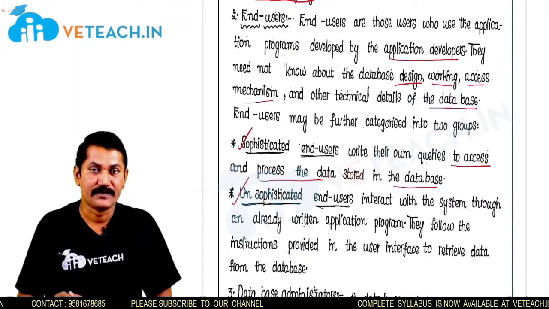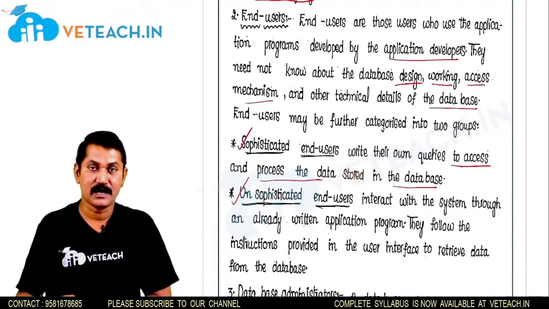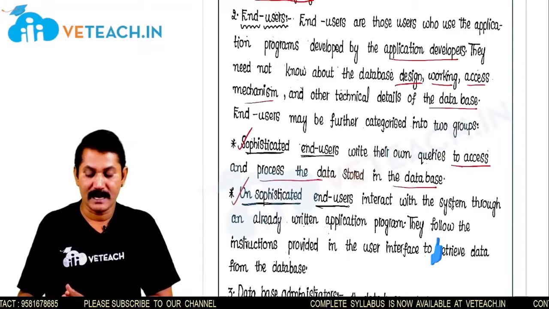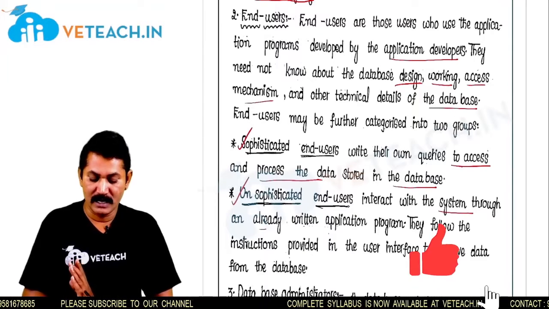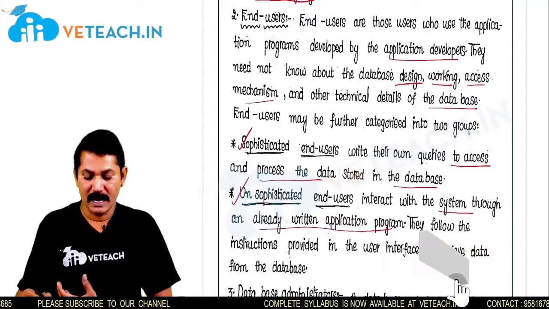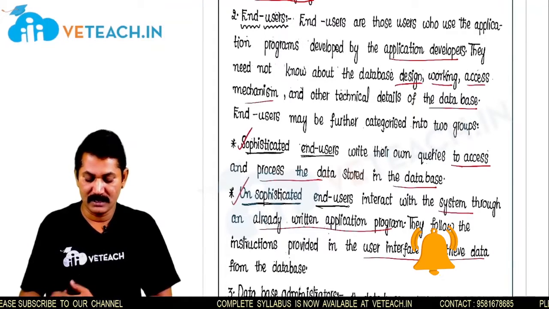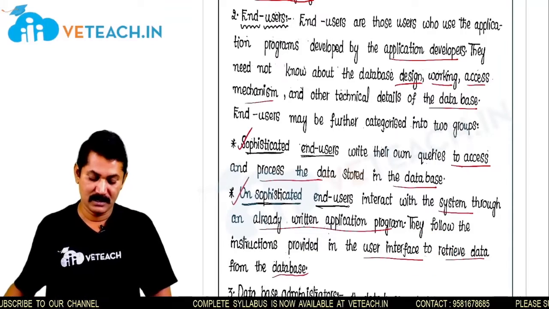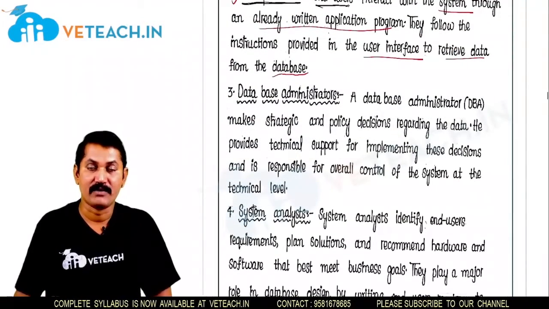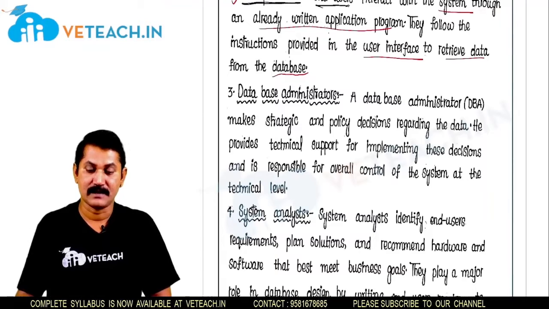They are called sophisticated end users. Unsophisticated end users interact with the system through already written application programs, and they follow the instructions provided by the interface to retrieve the data from the database. The next one is the important one, the database administrator.